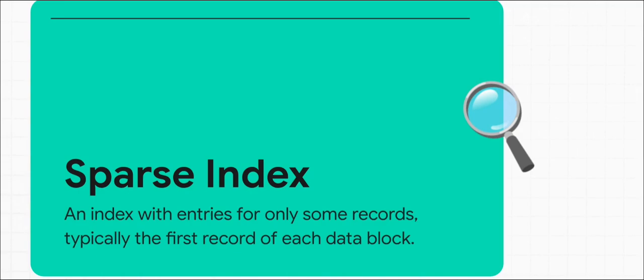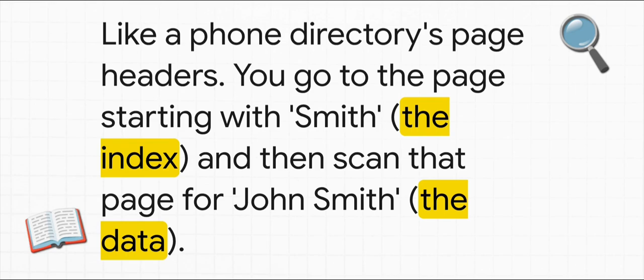Now, a sparse index takes a totally different approach. Instead of creating an index entry for every single record, it only creates one for certain records. Usually, it's for the first record in each data block. This means the index file itself is much, much smaller. This is where that classic phone book analogy works perfectly. The top of the page tells you the first name on that page, right? Let's say Smith. To find Smith John, you use that header to jump to the right page, and then you do a quick scan of that one page to find him. So the index gets you to the right neighborhood, and then you just have to do a small, quick search.